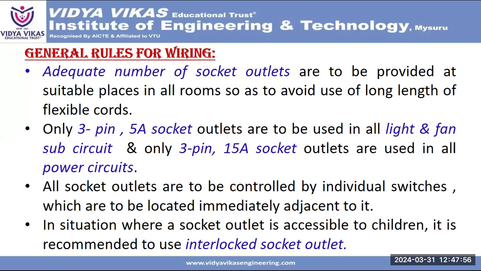I think all of you know the difference between power circuit and lighting circuit. For both lighting and power circuits, we need to use 3-pin sockets, but the current rating is different. For lighting circuit, 5 ampere socket. For power circuit, 15 ampere socket. All socket outlets are to be controlled by individual switches, which are to be located immediately adjacent to them.